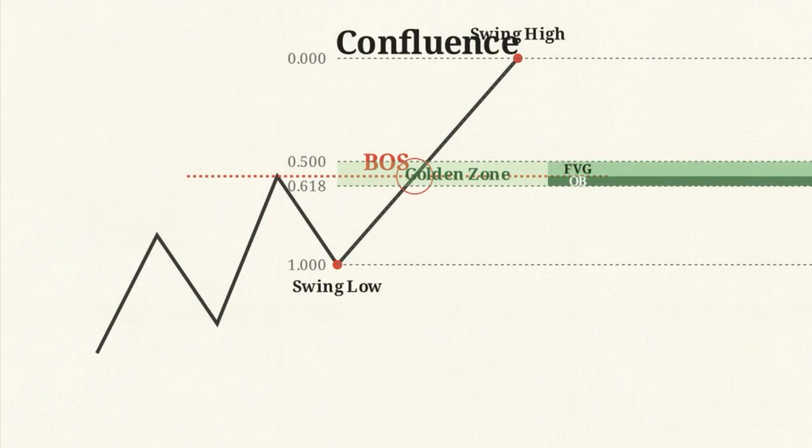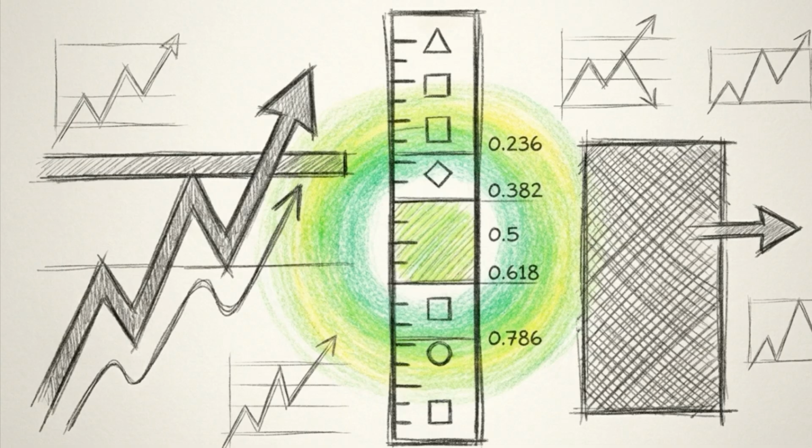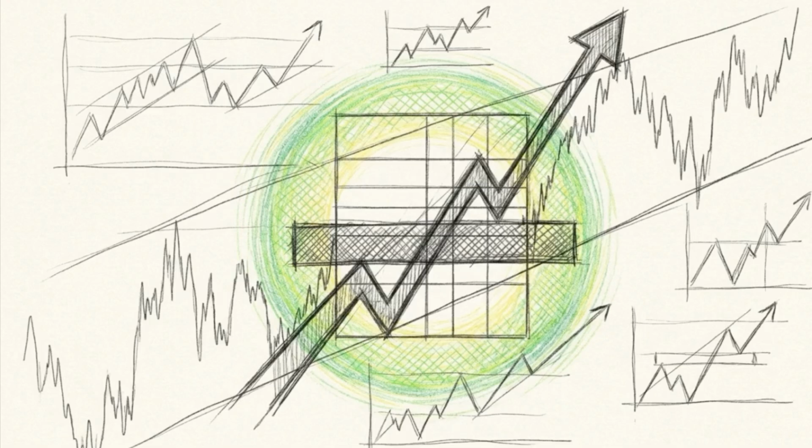Finally, we look inside that exact same pocket for smart money concepts. We need to find a fair value gap resting directly on top of an order block, completely contained within the golden zone. When a break of structure gives us direction, a golden zone gives us depth, and an order block gives us a precise target, all at the exact same price coordinate, we have built an A+ setup.